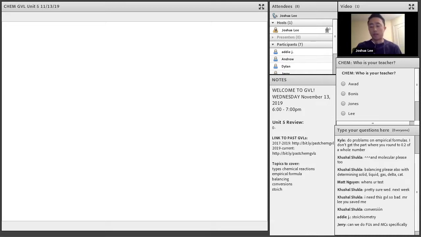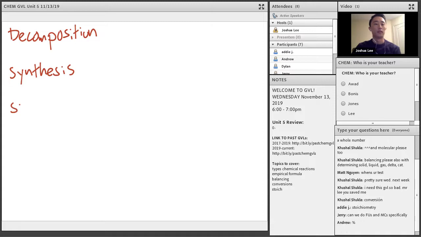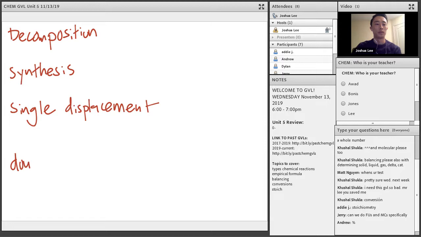All right. Types of chemical reactions. There are 5 of them that you have to know. So there is decomposition. There is synthesis. There's single displacement slash replacement. There's double displacement. And also combustion, fire.